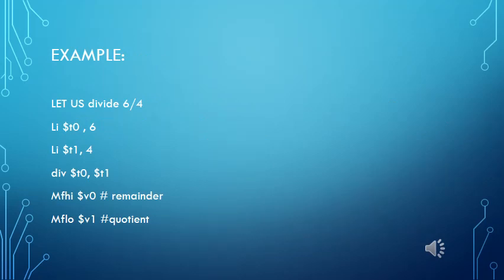So let us just take a simple example in order to show this. First, we'll load 6 and 4 into T0 and T1 respectively. Then we will divide them, and when we do 6 divided by 4 we will have a quotient equal to 1 and a remainder equal to 2. So in the high we will have 2, which is the remainder, and in the low we would have 1, which is the quotient, but they will also be represented in 32 bits.